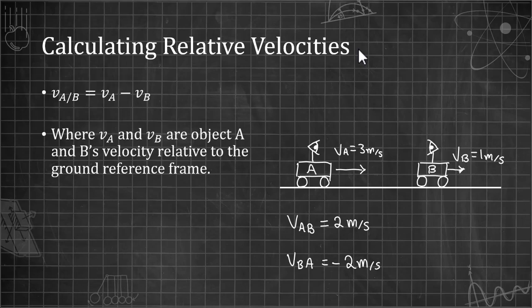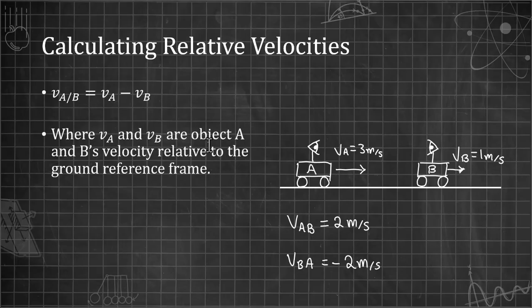So how did we actually get these numbers for A's velocity relative to B and B's velocity relative to A? We used the relative velocity equation, which is right here. If we want to calculate the velocity of object A relative to object B, we should just take the velocity of object A and subtract the velocity of object B. And the answer to doing that vector subtraction will give us a relative velocity.